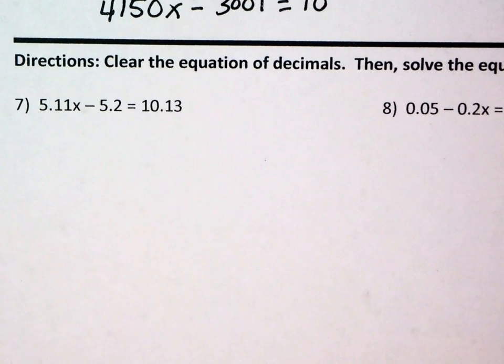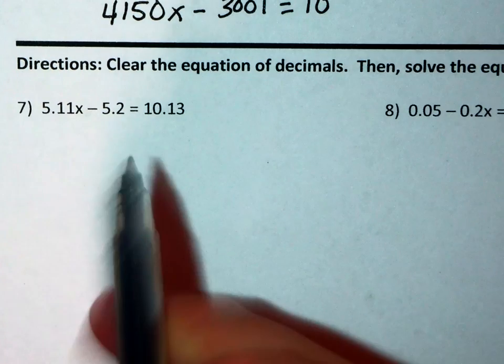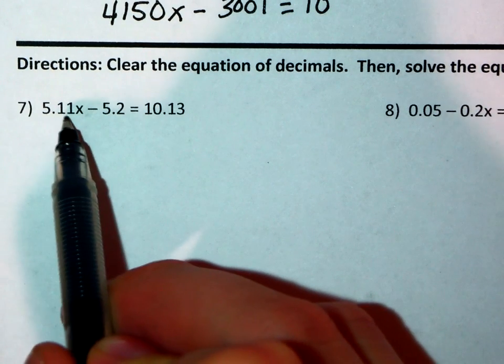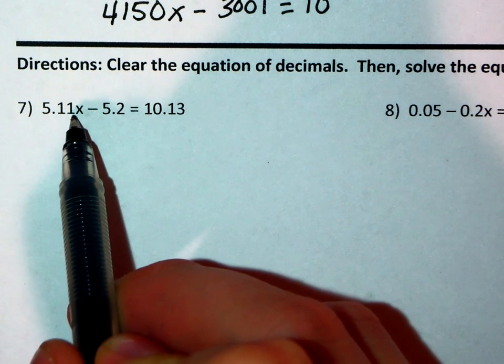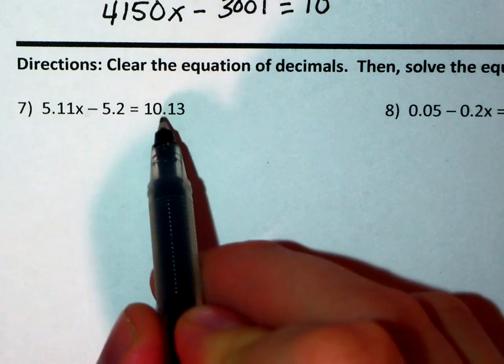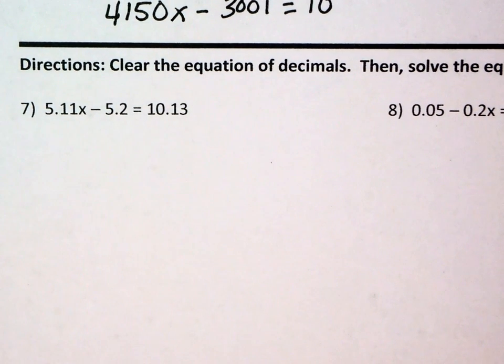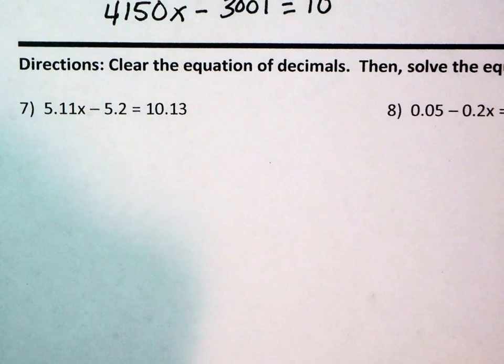Now let's look at one example where the problem actually says to solve the equation. Here I see number 7, 5.11. Well, that's going to require me to multiply by 100. 5.2, multiply by 10 to clear the decimal. And 10.13, again multiplying by 100. So 100 is my lowest number that will clear decimals for all of my terms.